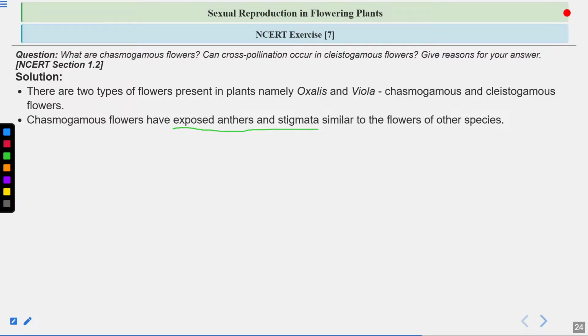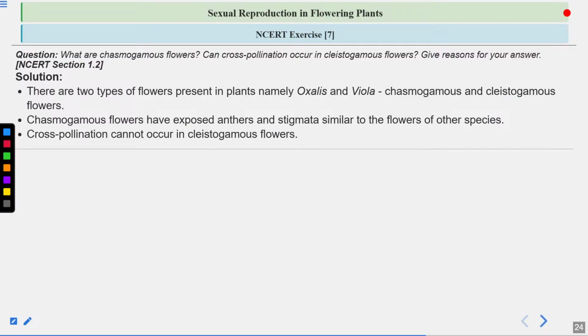Now we have another type of flower called the cleistogamous flower. The flower that does not open is present in the bud form only. So the chasmogamous flower is present on the shoot, opens, and exposes anthers and stigma. The cleistogamous flower is present at the root system, right? And they are in the form of buds. They do not open, so their anthers and stigma are not exposed, right? So cross-pollination cannot occur in the cleistogamous flower.